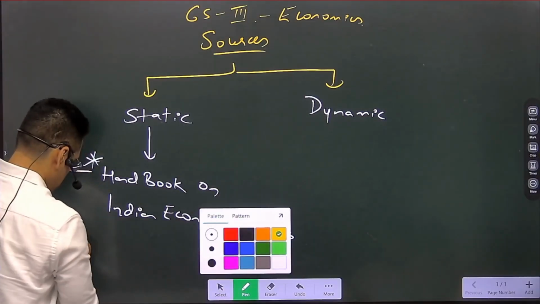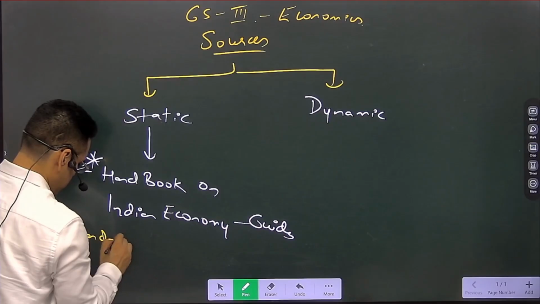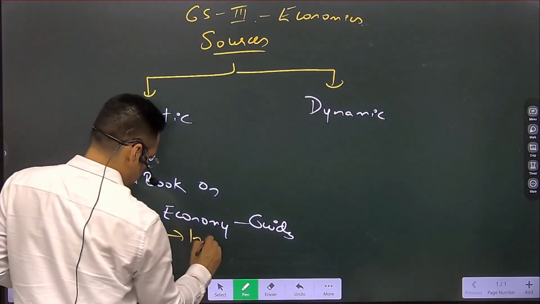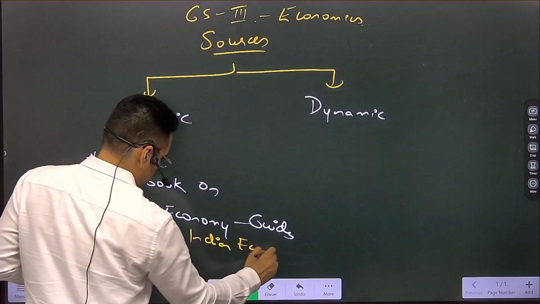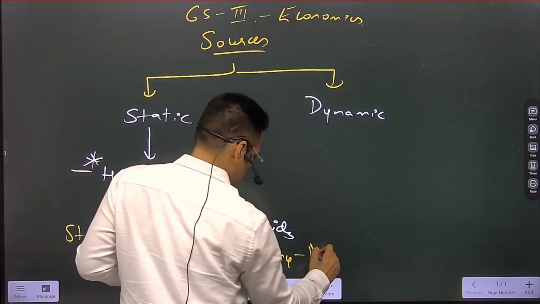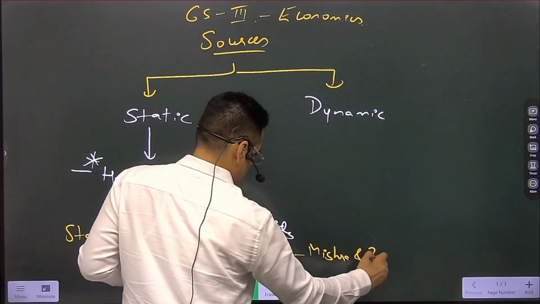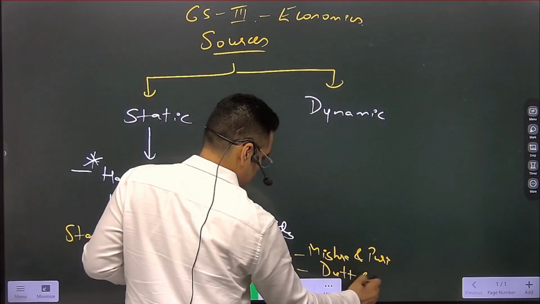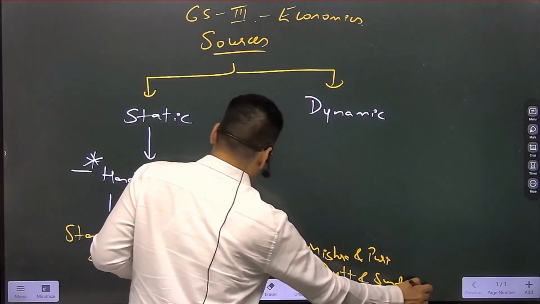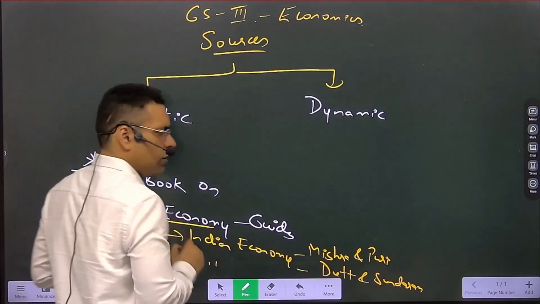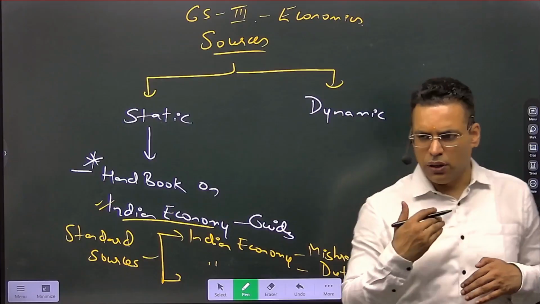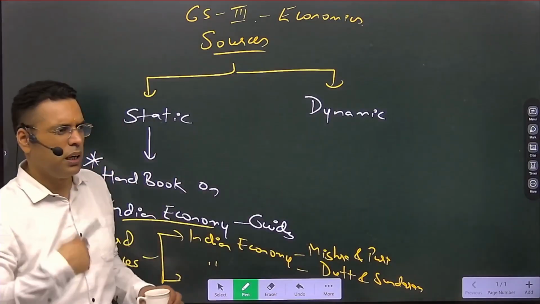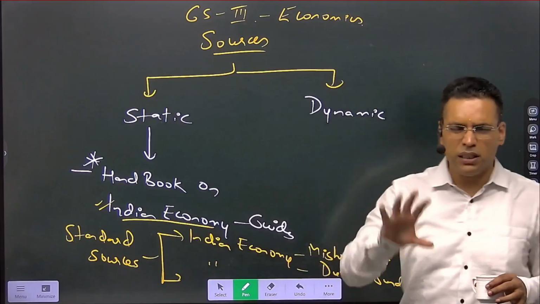For example, the standard source. So there are two books. One is the Indian Economy by Mishra and Puri. Then Indian Economy by Dutt and Sundaram. Then here we have a lot of handbooks in Indian economy. We have Ramesh Singh, we have Vivek Singh, we have Nitin Singhania, we have Sanjeev Verma. You know, there are many books, but these are handbooks.